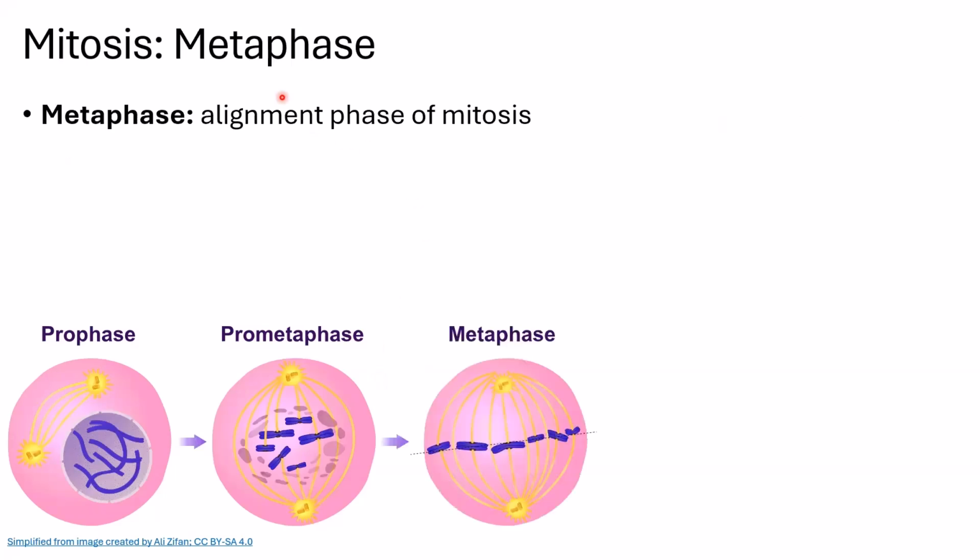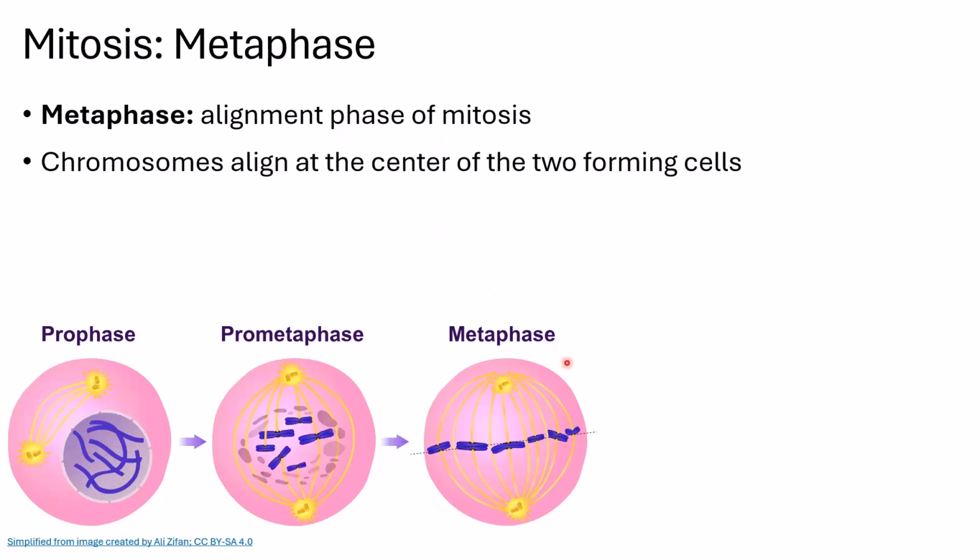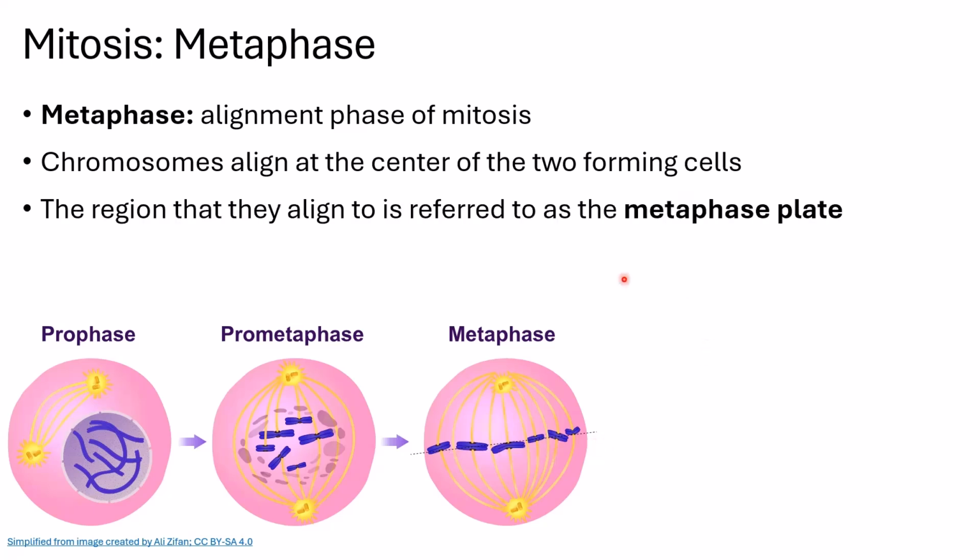Metaphase is the alignment phase of mitosis. During metaphase, the chromosomes begin to align in the center of the two forming cells. Where they align is referred to as the metaphase plate, represented by this dashed line. The metaphase plate is not a physical structure, and is just the region where the chromosomes line up.